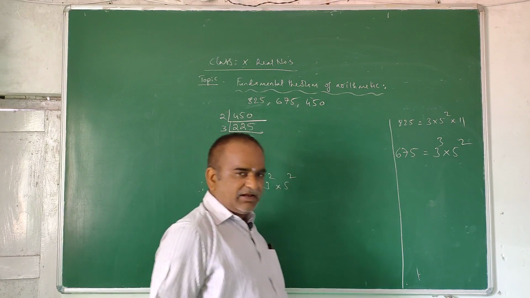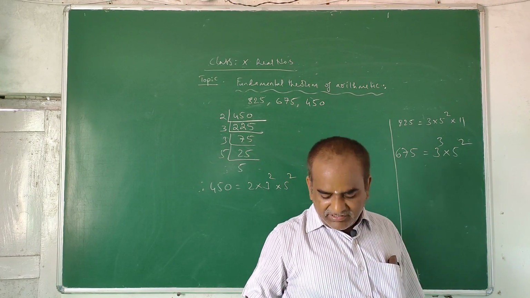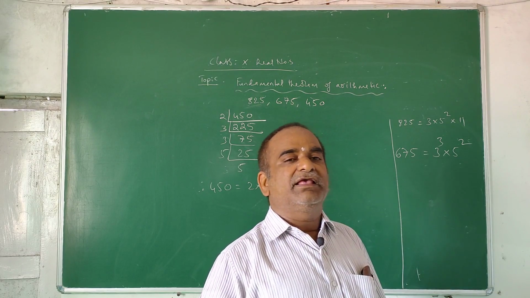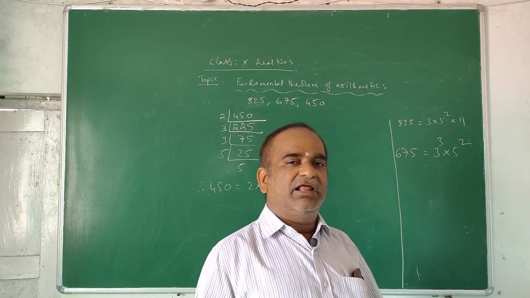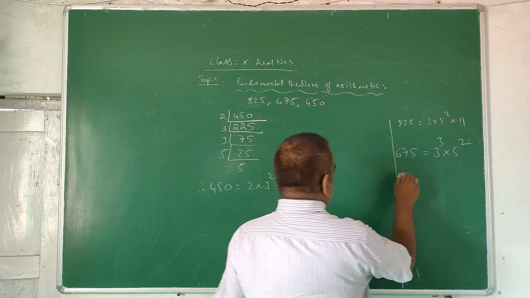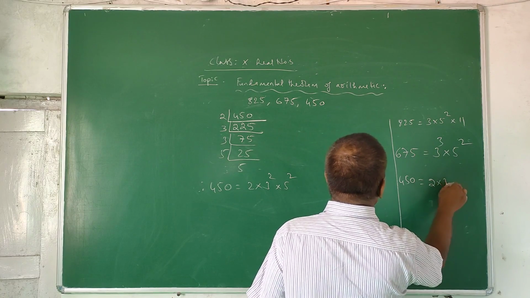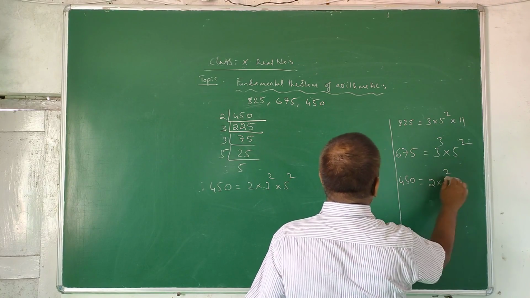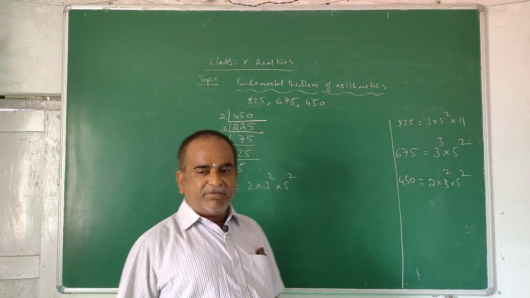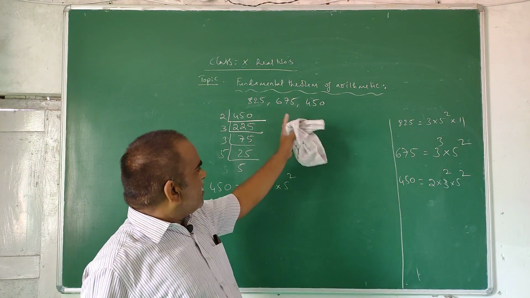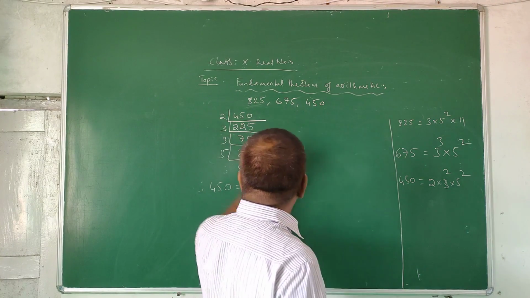Now alongside I am going to write, you need not write in the exam, because in the examination you will be seeing it in your paper, but I am rubbing the board, I cannot see, so that is why I am writing along the side. So 450 is equal to 2 into 3 squared into 5 squared. So all the three numbers are prime factorized, right?